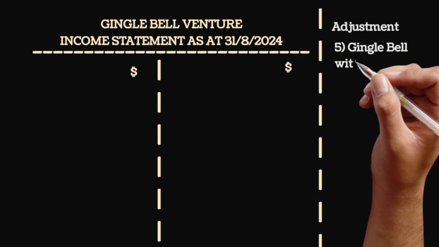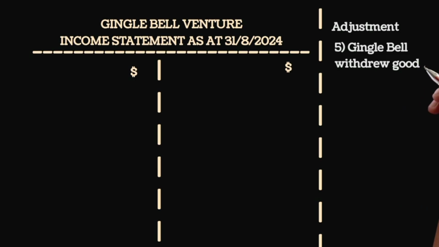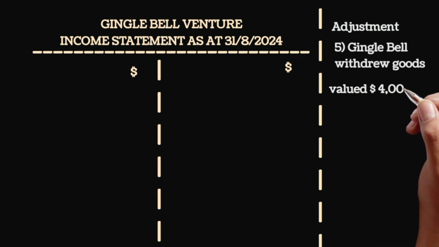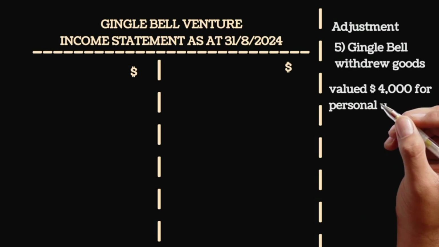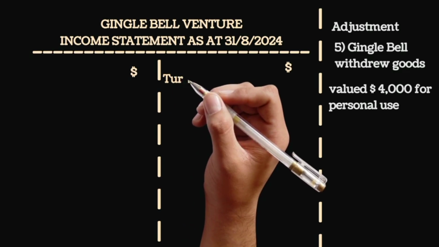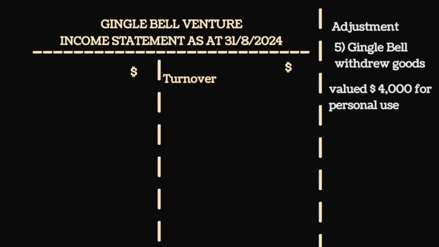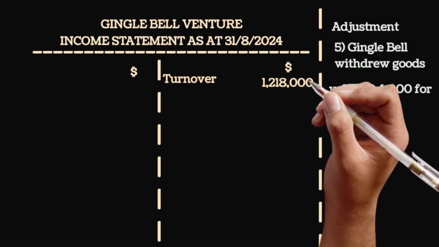So there is a column for adjustments. That column is written adjustment in ash color. The adjustment we have there is that Gingle Bell withdrew goods worth 4,000 for personal use. Business is separate from ownership. So this amount, 4,000, will be deducted from the purchases. Anytime goods are withdrawn by the proprietor, the adjustment will be done in the purchases section.